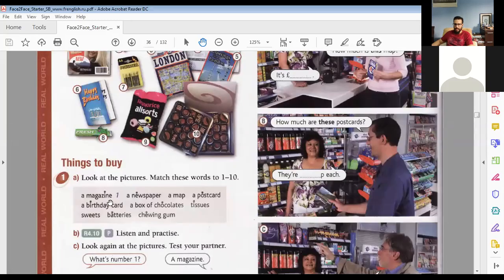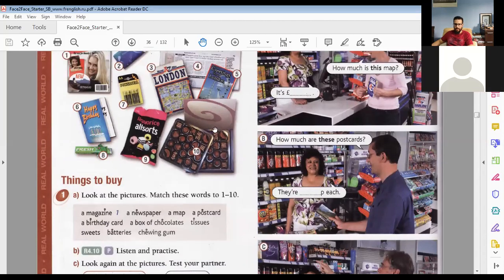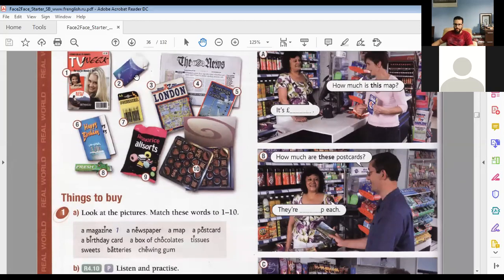So we have examples: a magazine, a newspaper, a map. We have a postcard, we have a birthday card, a box of chocolates, we have tissues, sweets, batteries, and we have chewing gum. So these are some of the things we can buy in the supermarket, okay?